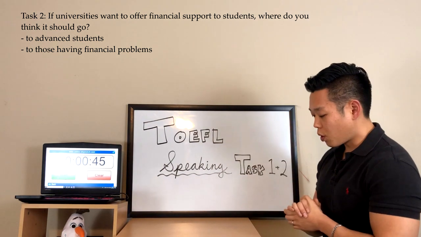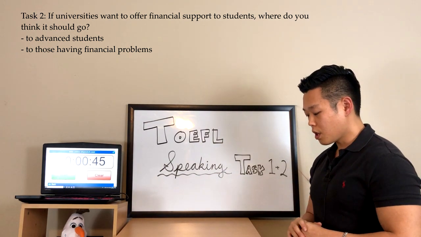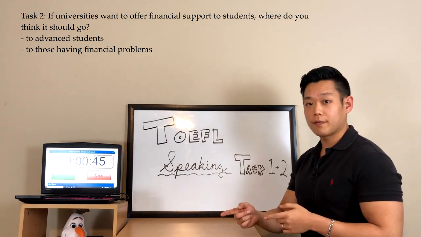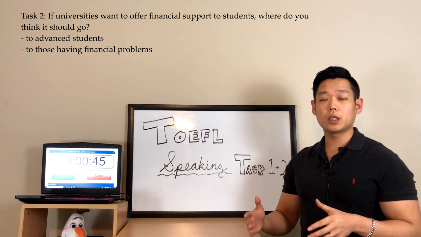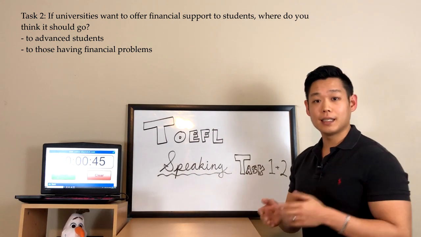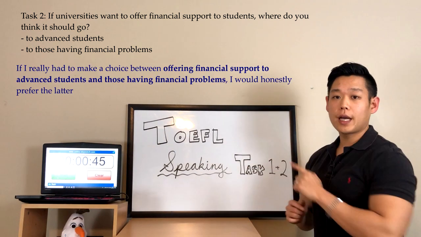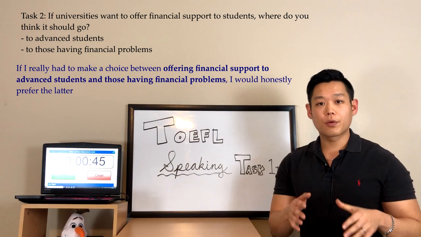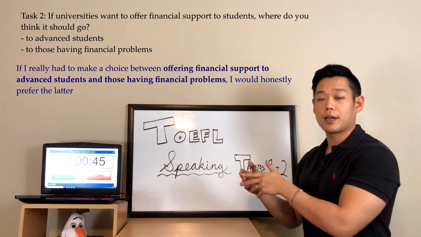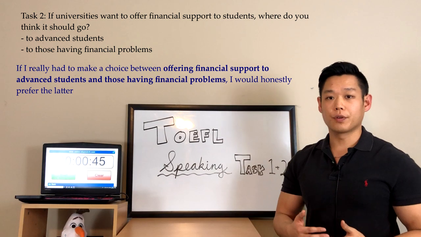If universities want to offer financial support to students, where do you think it should go? To advanced students or to those having financial problems? Now, for this question, I'm going to say to those having financial problems. So the beginning sentence is, if I really had to make a choice between offering financial support to advanced students and those having financial problems, I would honestly prefer the latter.